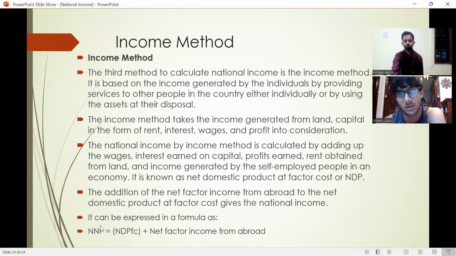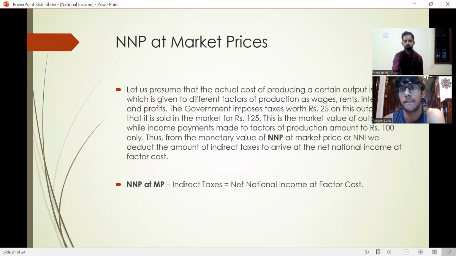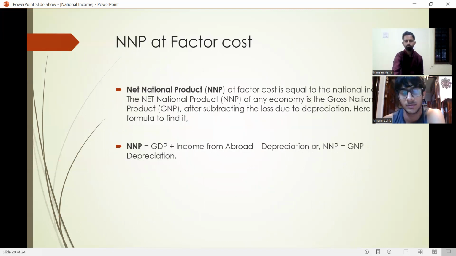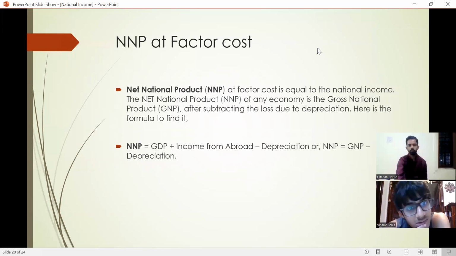This is just NNP. So what's the difference between NNP and NNP at MP? Net national product at factor cost is equal to the national income. So net national product of any economy is the gross national product after subtracting the loss due to depreciation. So this is NNP at factor cost. So why are we not subtracting the tax?